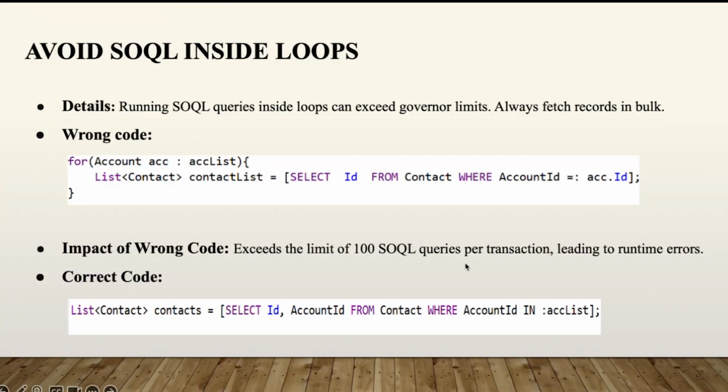So the first thing is avoid SOQL inside the loops. Everyone is aware of this, but still we make mistakes sometimes. So this is very important, otherwise we will hit the 100 SOQL query limit per transaction. The wrong code is having it inside the for loop, the right code is having it outside of the for loop.